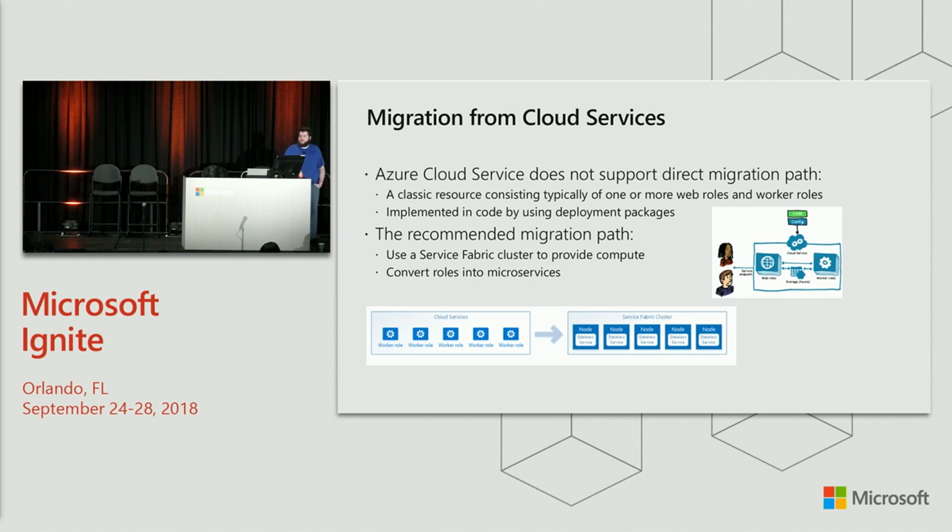How about the classic cloud services? Is anyone using cloud services instead of app services? All right. Unfortunately, there's no direct migration path from a cloud service in the classic portal. The new role for that is app services, where you can have web roles and worker roles. The recommended migration path is to go with Service Fabric and convert those roles into microservices if you encounter that.